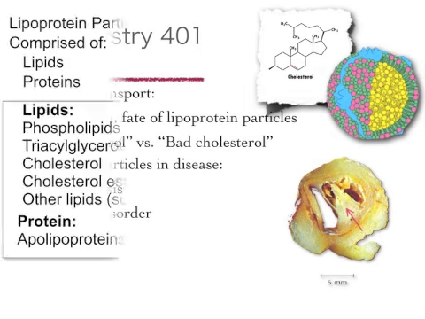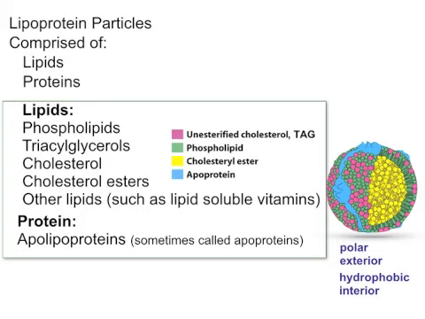So let's get started. Lipoprotein particles are comprised of both lipids and proteins, just as the name suggests. The lipids include phospholipids, triglycerols, cholesterols, and cholesterol esters, and other lipids, such as lipid-soluble vitamins. The proteins are called apolipoproteins, and sometimes they're called apoproteins. Apolipoproteins serve many purposes. They help to organize the lipoprotein particle, and they help to target it to the right place. Some apolipoproteins also act as enzyme cofactors.